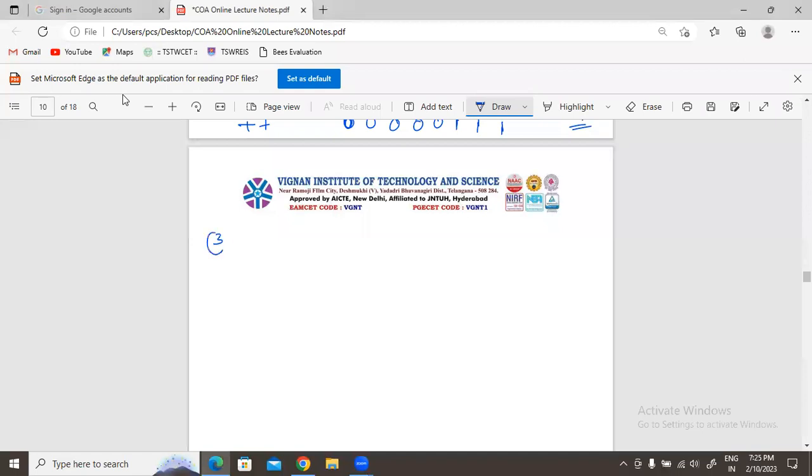Now, example number 3. I want to add plus 16 and minus 13. What is the plus 16 minus 13 value? It is minus 7. Here you should understand that it is 16 plus the 2's complement of plus 13, and then you can add that. Now, what is the 16 value?